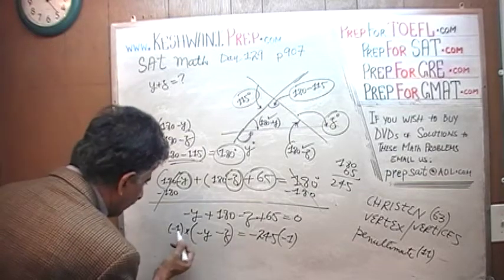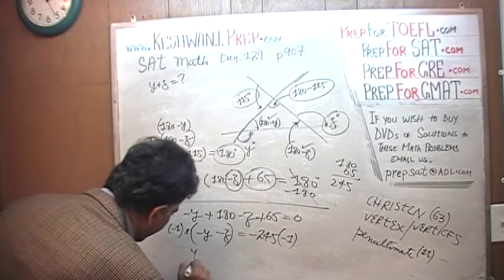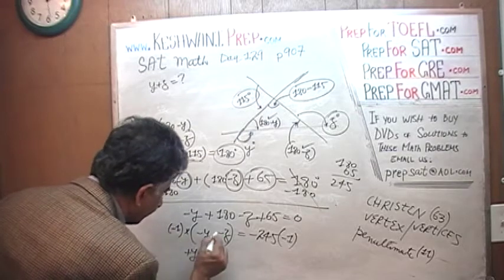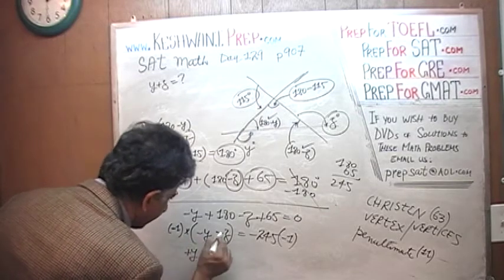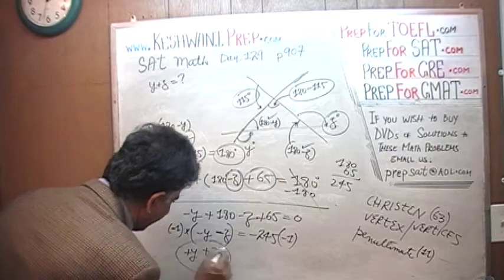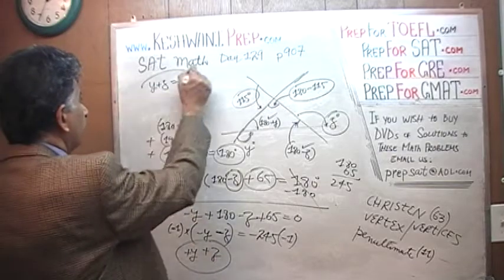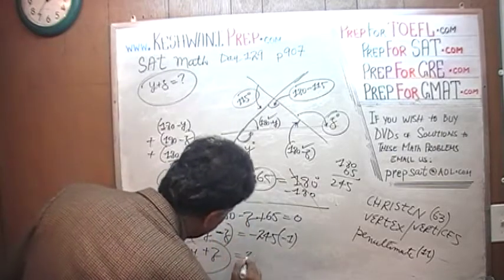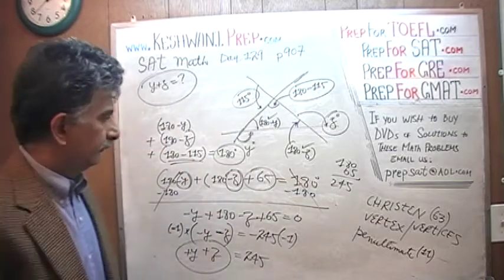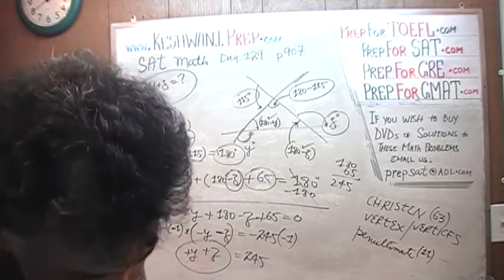So negative 1 times negative y is positive y, and negative 1 times negative z is positive z, so we get y plus z, which is exactly what we're looking for here. Y plus z equals 245. That's it. Y plus z equals 245.